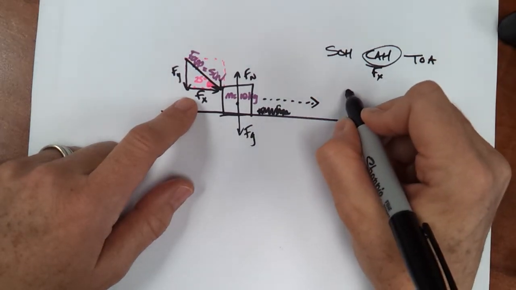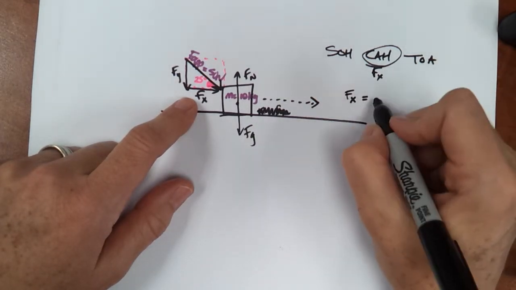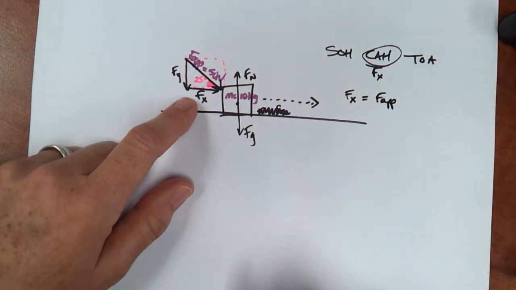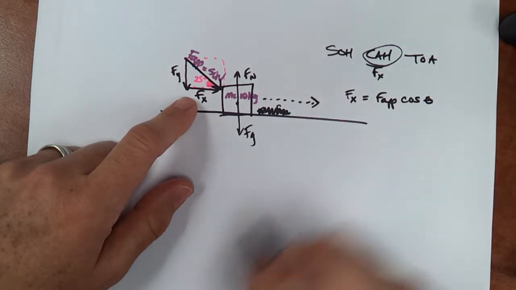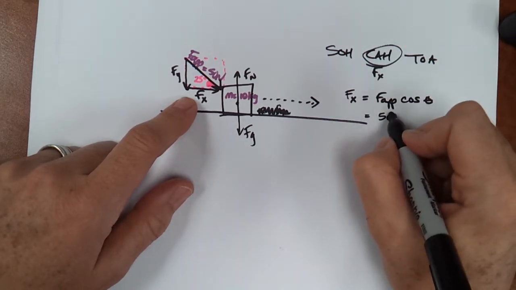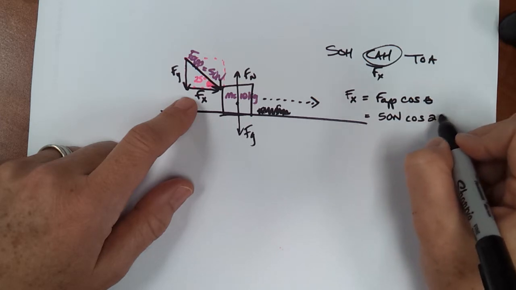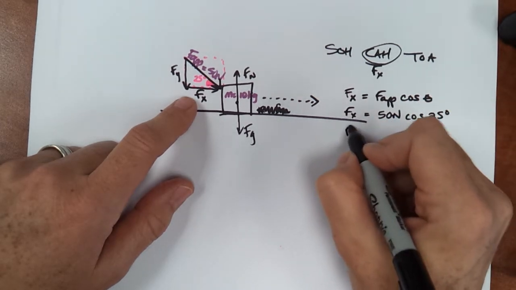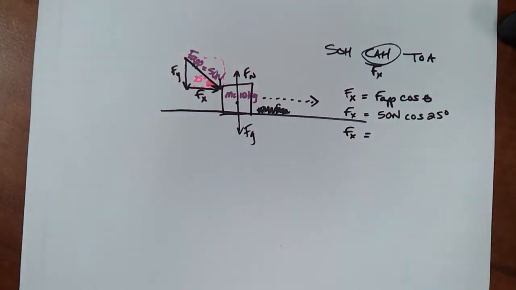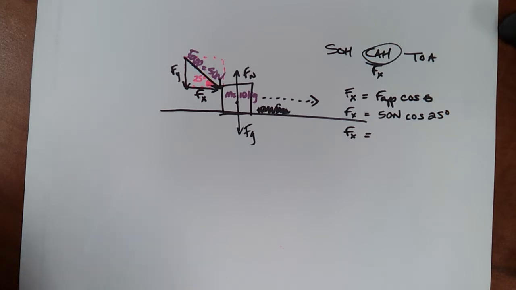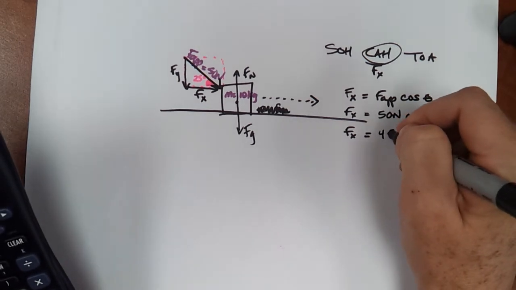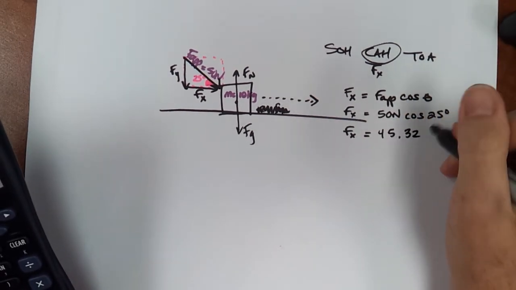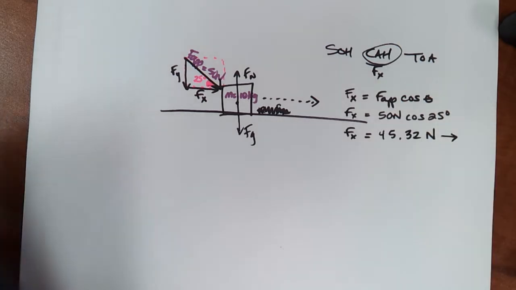So in order to find Fx, I'm going to take my applied force, that entire value, which is 50 newtons, and I'm going to do cosine of the angle. So my calculation would be 50 newtons cosine of 25 degrees, and that's going to give me my Fx value. And let me do that real quick. That gives me 45.32 newtons. So it's going in that direction.